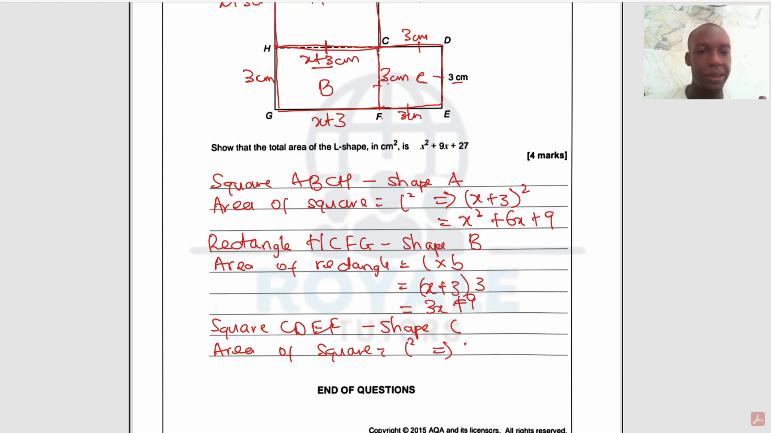And that's going to be 3 multiplied by 3, which will give me 9. So the total area will now be the sum of shape A, shape B, and shape C. The sum of the areas of shape A, shape B, and shape C. And that's going to give me x squared plus 6x plus 9.